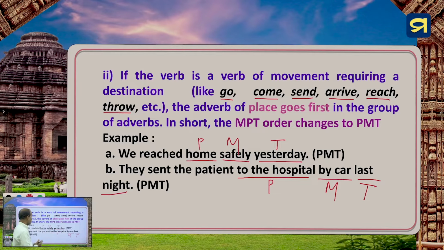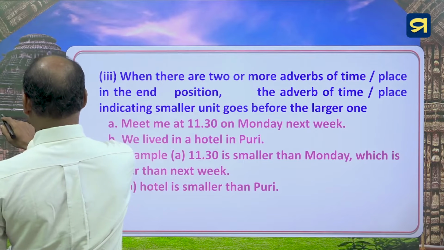So we will see here, now the order of adverbs is P, M, T. So the adverb of manner comes second to the adverb of place and finally comes the adverb of time, because these are verbs having some movement, requiring some destination. Okay, my dear children.